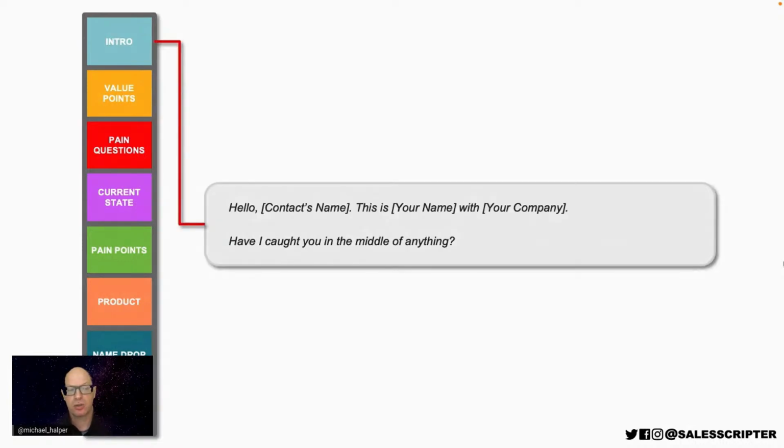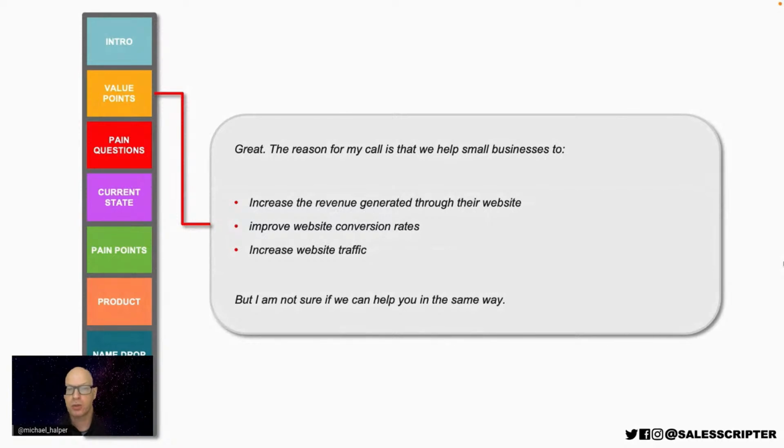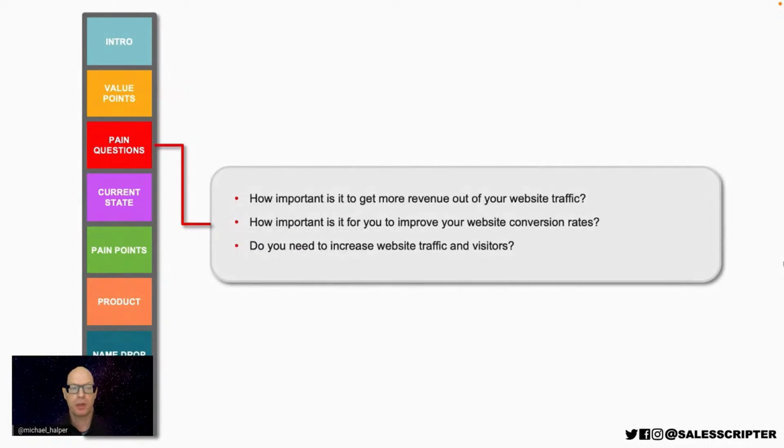So let's just flip through this script real quick. It starts out with an introduction. Hello prospect, have I caught you in the middle of anything? Then, like I said, it opens with your value proposition, and that becomes the reason for the call. Great, the reason for the call is we help businesses to benefit 1, benefit 2, benefit 3. Not sure if we can help you in the same way. And then you could ask some pain questions. How is it important for you to do this? How important is it for that?